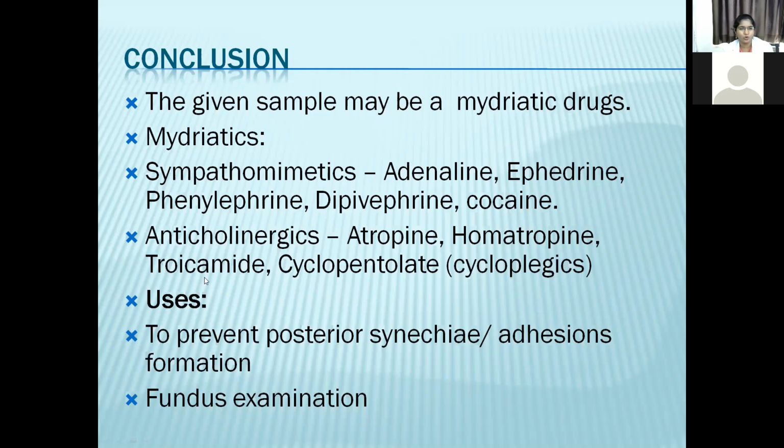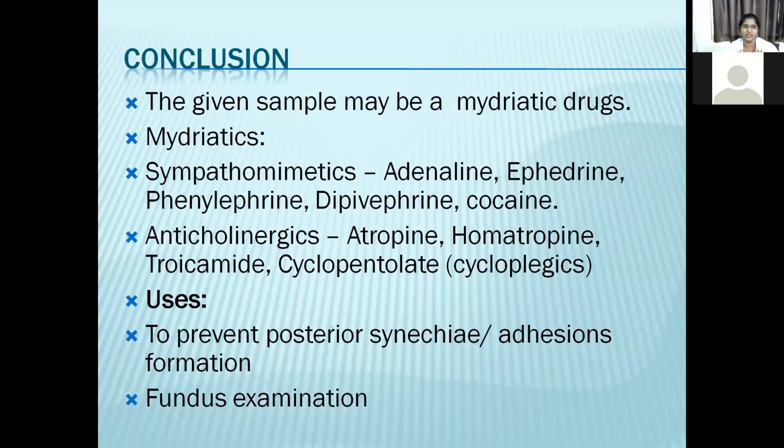And this one is tropicamide. The P is missing here; there is a small spelling mistake. So you can correct it and write tropicamide in your records. So the anticholinergic drugs are atropine, homatropine, tropicamide and cyclopentolate. So these are the two groups: sympathomimetic drugs and anticholinergic drugs.